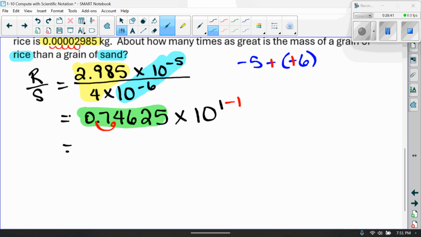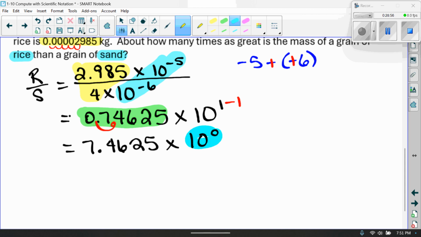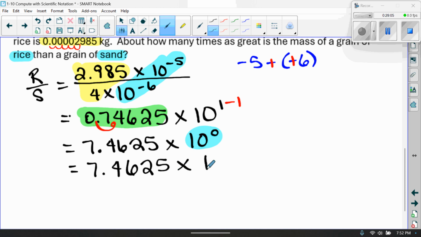So this gives me 7.4625 times 10 to the 0. Well, what's 10 to the 0? That's equal to 1, right? So this right here, that's equal to 1. So this gives me 7.4625 times 1. Of course, you could do this part in your head. You didn't have to write that down. Just do it. And then this would be equal to 7.4625.